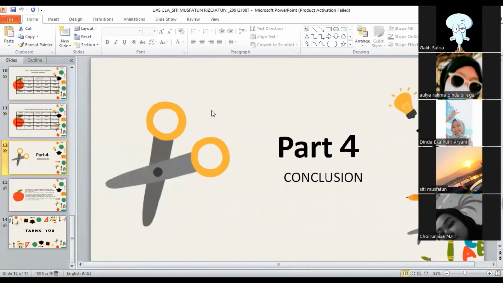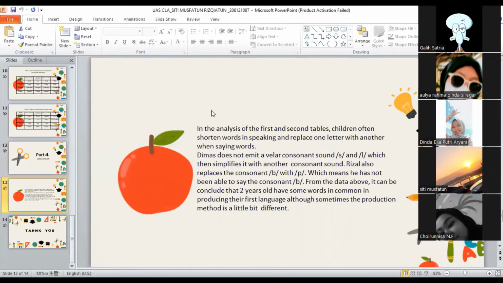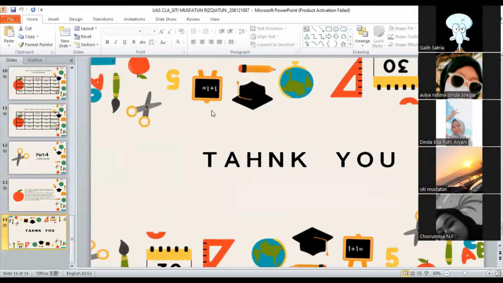And then the last part is the conclusion. In the analysis of the first and second levels, children often shorten words in speaking and replace one letter with another when saying words. Dimas does not emit the consonant sounds S and L, which he simplifies with another consonant sound. Rizal also replaced the consonant B with P, which means he has not been able to say the consonant B. From the data above, it can be concluded that 2-year-olds have some words in command and producing their first language, although sometimes the production method is a little bit different. Next. That's all my presentation. Is there anything, guys?